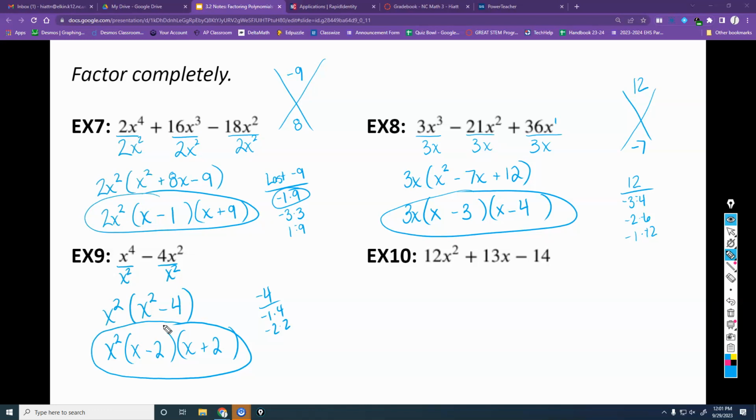Yes, whenever you're missing that middle term, you should use the one that's going to be like the negative and the positive of that. And you're going to see several of those on your assignment today too.